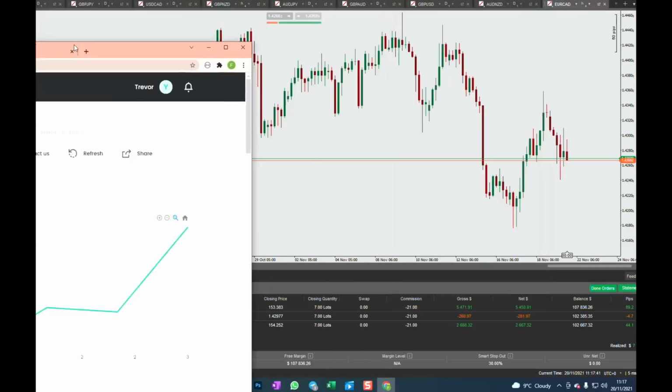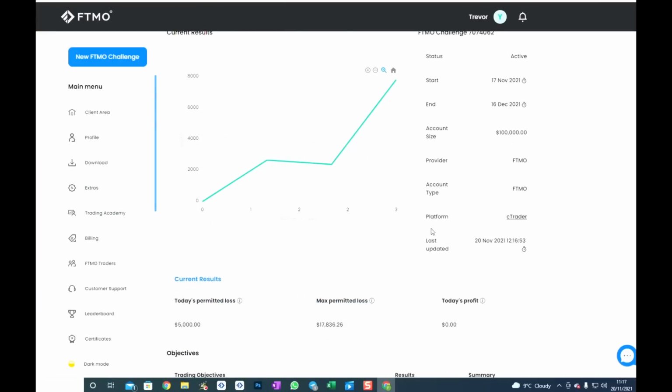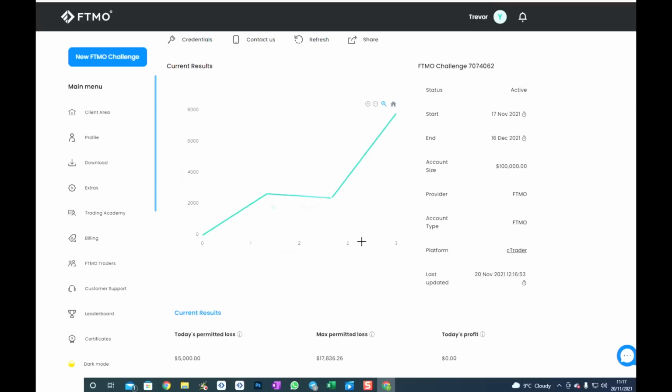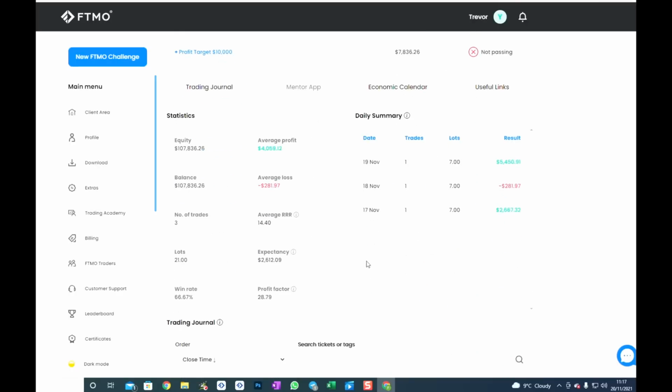Let's just have a look. So here we are. Nice equity curve. You know, 3 days in, need to get those days done. And in a minute, 66%. You know, just under 70% win rate, because of that break even. It is what it is. 3 trades.